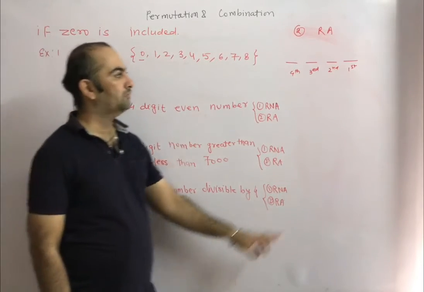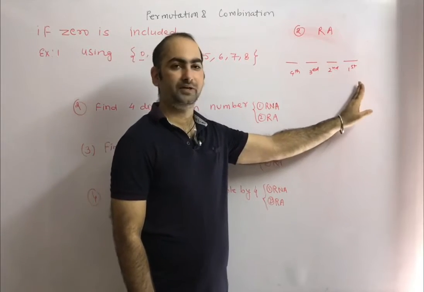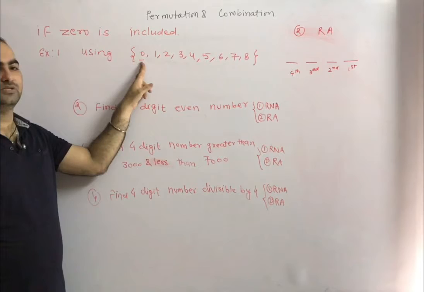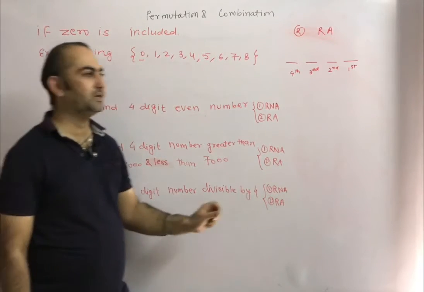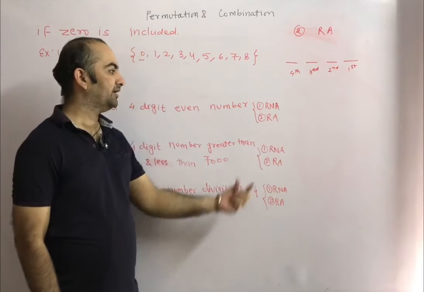Okay, that means the last number should be what? Even. Okay, either 0, 2, 4, 6, 8. Okay, so we have 9 digits. Out of 9 digits, 1 digit is what? 0. Okay, that means we have to take care of the 4th place, because at the 4th place 0 should not come. Okay, now here repetition is allowed.